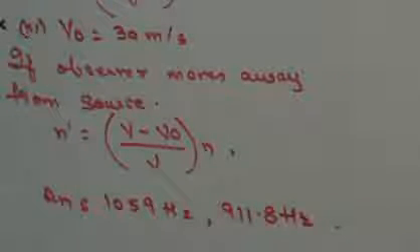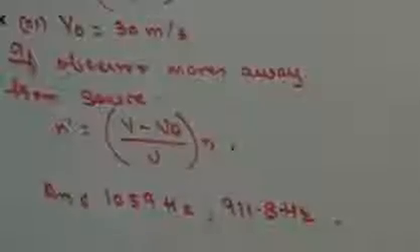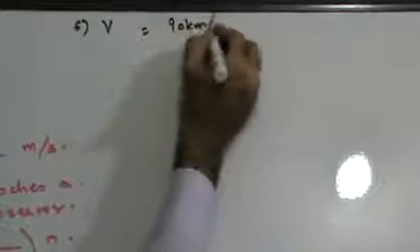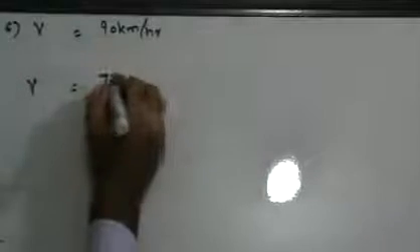Two trains are moving with a constant speed of 90 kilometers per hour and 72 kilometers per hour.